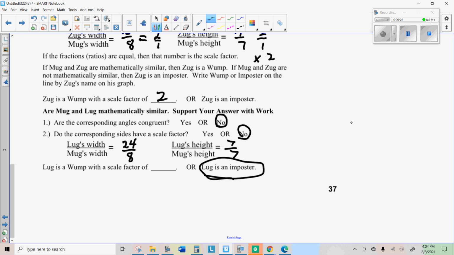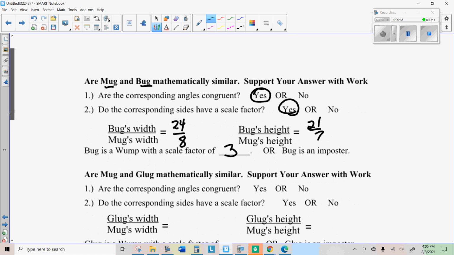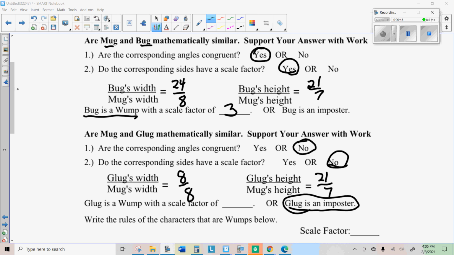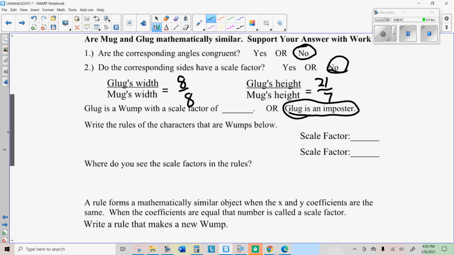All right, so next thing we're going to check out is Mug and Bug. Are they mathematically similar? Check that out. You should have found that they are mathematically similar. Bug is a WUMP, and the scale factor is 3. How about Mug and Glug? All right, so Glug is an imposter. They have different scale factors.